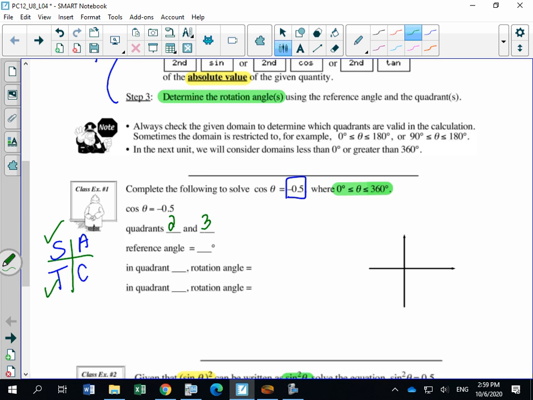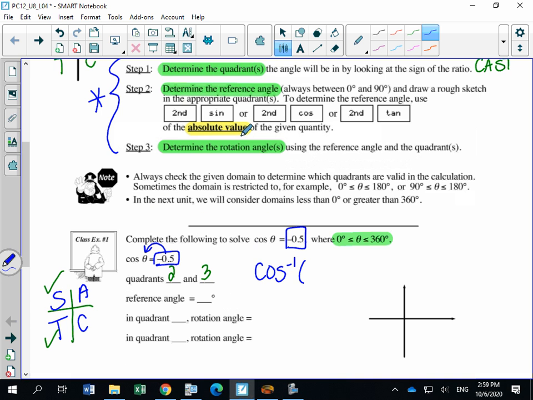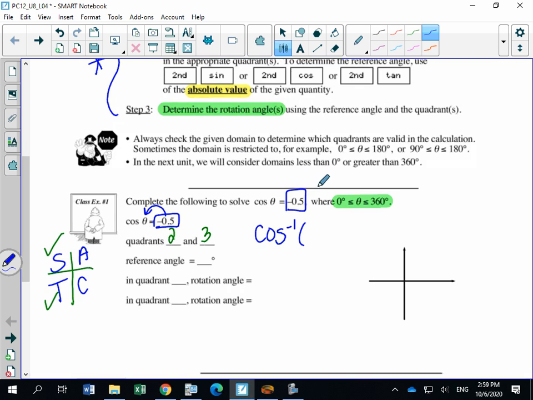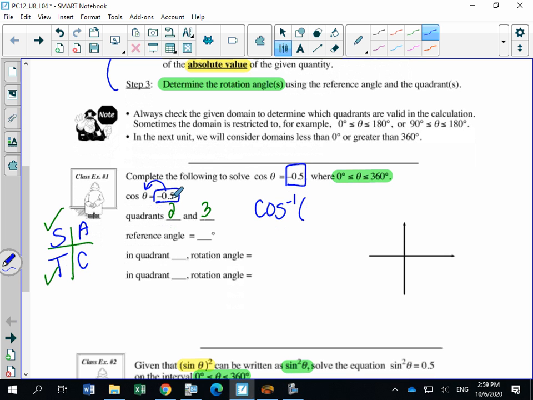In order to get the reference angle, what we're going to type in is the inverse cos. This is something you learned in grade 10C. If you want to get the angle, how you type that in on your calculator is the inverse cos of the absolute value of this number. So this is going to be step 2. We would take the inverse cos of the absolute value of negative 0.5. The absolute value of a negative number is always the positive number, so I would say 0.5.